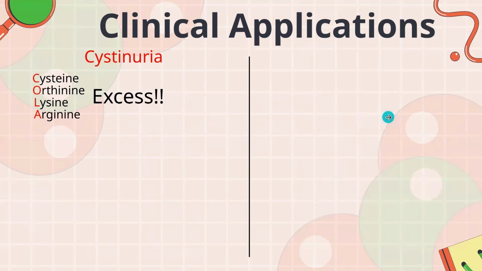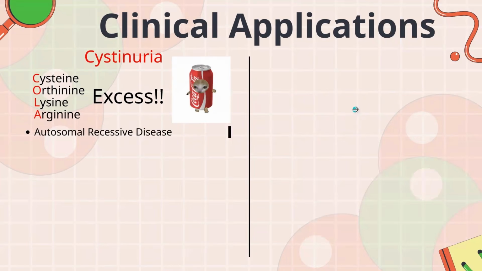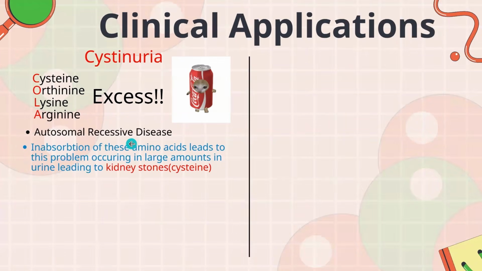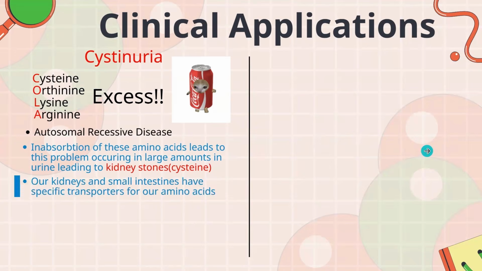So just know that you have excess amino acids, and you're going to see them in urine. This is an autosomal recessive disease. Basically, malabsorption of these amino acids leads to them occurring in large amounts in urine, causing kidney stones, which are basically due to cysteine. So kidney stones occur mainly because of cysteine. I want you to remember this. And you're going to notice these excess amino acids.